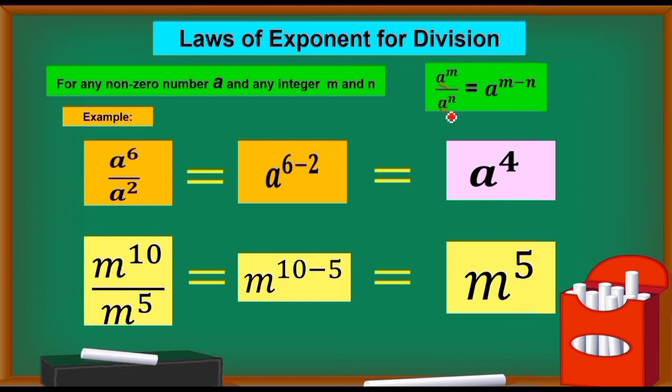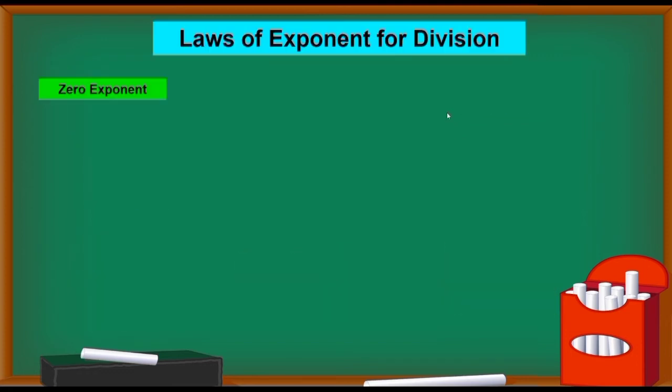Again, sa multiplication, nag-a-add tayo. Dito sa division, nagsusubtract po tayo ng exponent. Basta, tandaan natin, dapat parehas ang kanyang base. Let us have another topic. So, zero exponent. O, paano naman po kapag zero exponent?